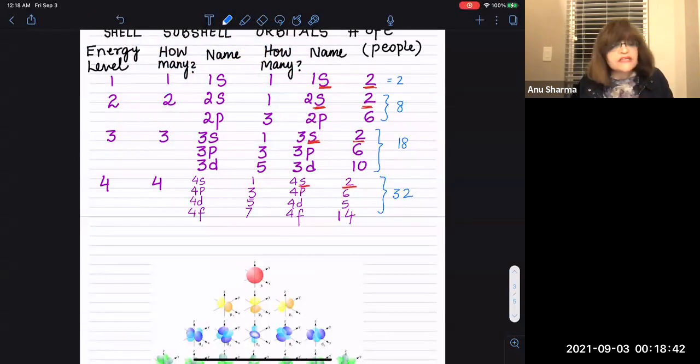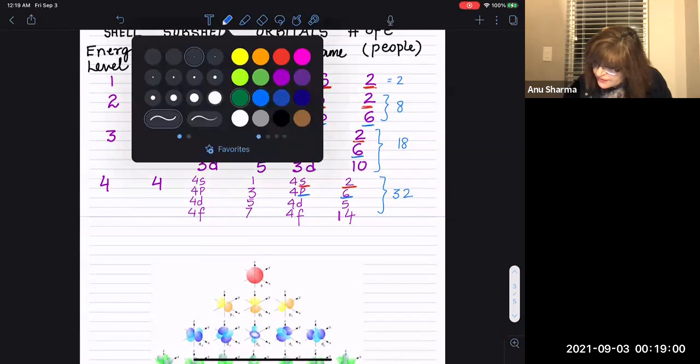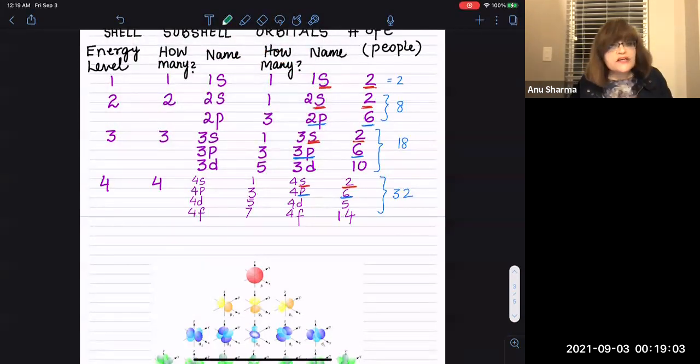So the P starts from the second energy level. Whether it belongs to the second, third, or fourth energy level, it will always contain 6 electrons. Okay, now look at the D orbital, which starts from the third energy level. So the D orbital will always contain 10 electrons, and it is found in the third and the fourth energy level.